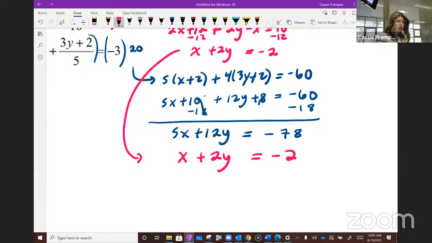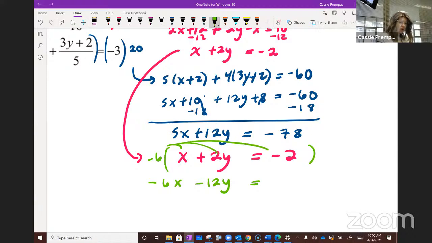So which variable do you guys want to choose to eliminate, the x's or the y's? The y's? Okay. Then what would we multiply the bottom equation by? 6 or negative 6? Negative 6 would be easier just so that we could add those together. So if I multiply that in, I will have negative 6x minus 12y equals, do be careful to distribute all the way through. What's negative 6 times negative 2?